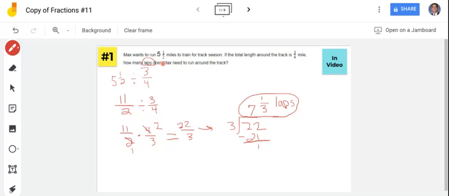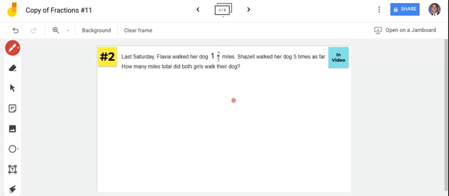Number 2, last Saturday, Flavia walked her dog 1 2/5 miles. Chazelle walked her dog 5 times as far. How many miles total did both girls walk their dog? So we know Flavia walked 1 2/5 of a mile, so I'm going to write 1 2/5. And I don't know how far Chazelle walked her dog, although I do know that she walked it 5 times as far as Flavia. So of course, I need to multiply 1 2/5 times 5. And that would give me the distance that Chazelle walked her dog.